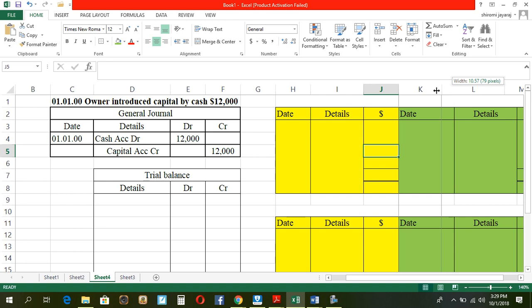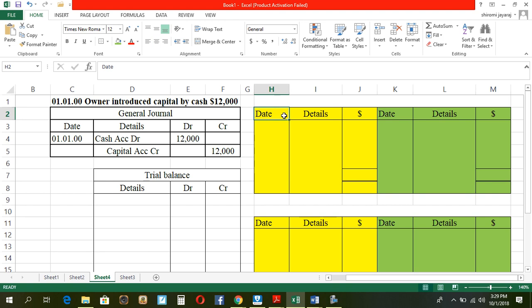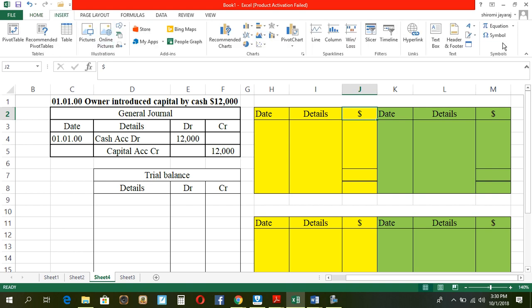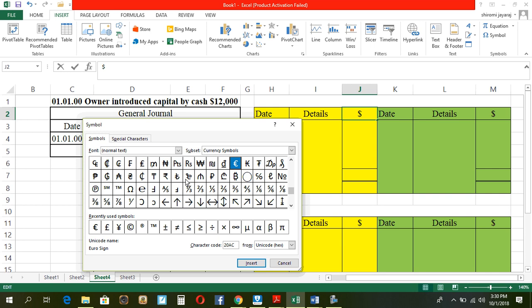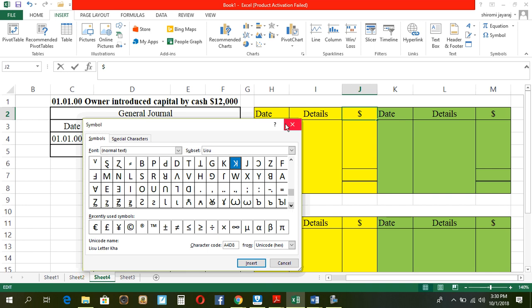Can you see the ledger here? What information do you get in the ledger? You get date, details, right? This I have to change. This should be pounds, date, details, and then pounds. Is that very clear? Any questions? Right. So let me insert the pound here. Okay, let me do that later.